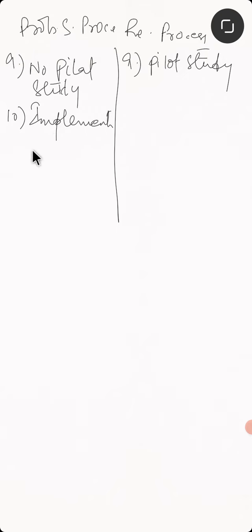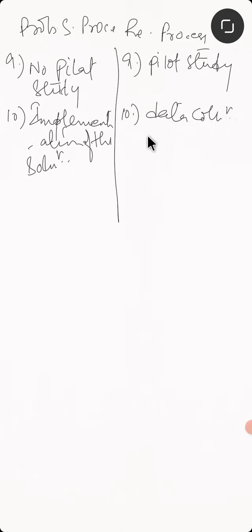Implementation of the solution of a defined problem, right? But in case of a research study you need to collect data also and analyze the data. So here in the research process, after the pilot study you are going to collect the data. It means data collection is involved. But in case of the problem solving approach, no data collection is involved.